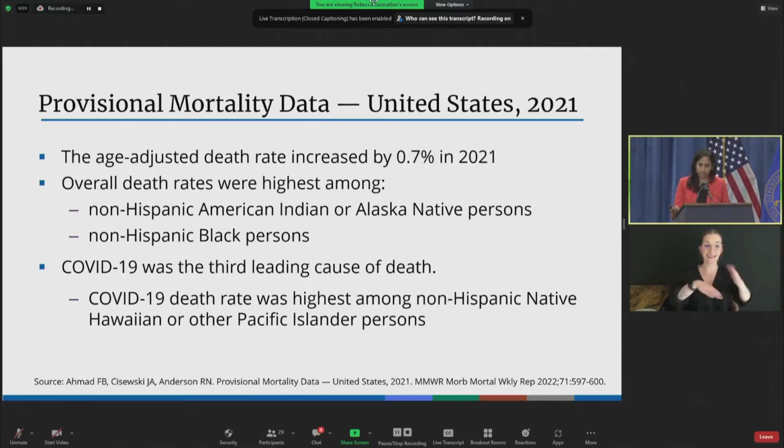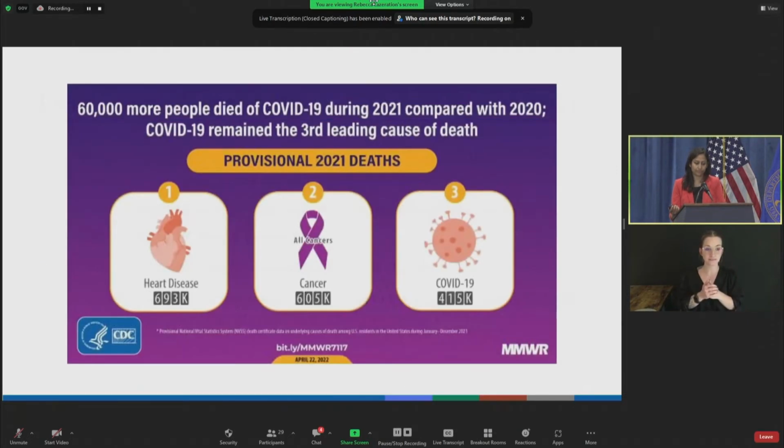Overall death rates in 2021 were highest among non-Hispanic American Indian and Alaska Native persons, and non-Hispanic Black persons. COVID-19 was the third leading cause of death, and the death rate for COVID-19 was highest among non-Hispanic Native Hawaiian and other Pacific Islanders. The top 3 causes of death in 2021 were the same as in 2020, with heart disease, cancer, and COVID-19. In 2021, there were 60,000 more deaths due to COVID-19 than in the prior year.